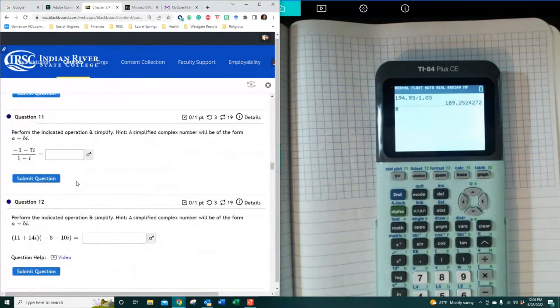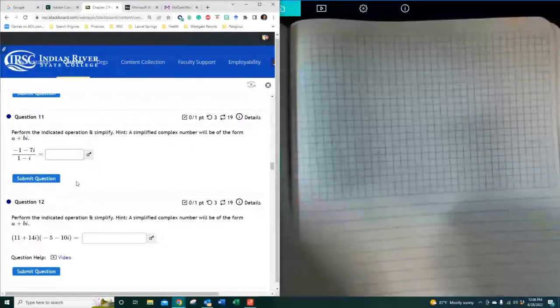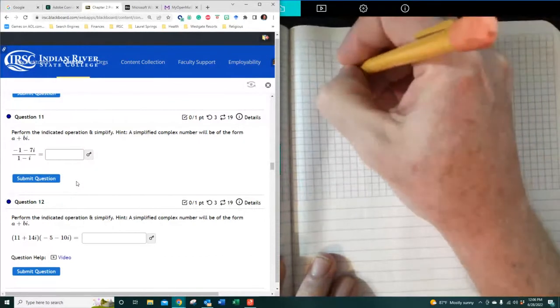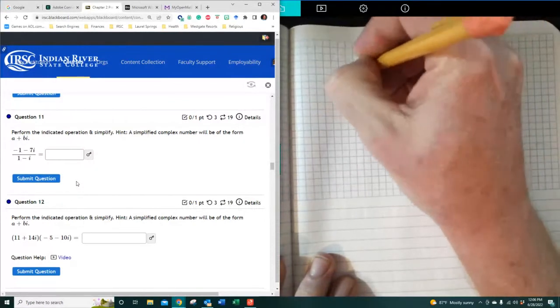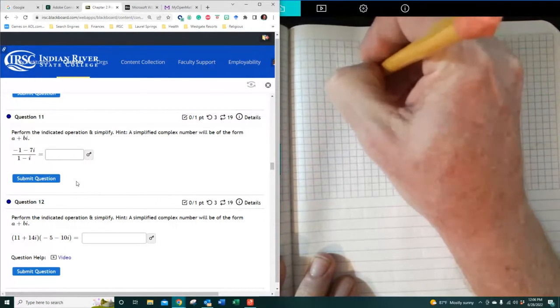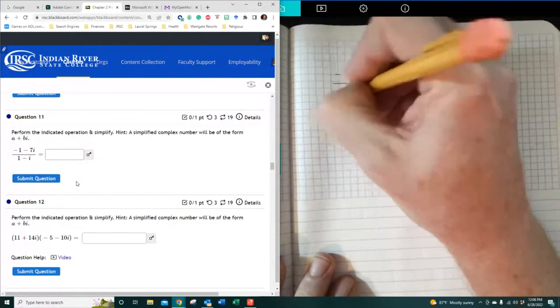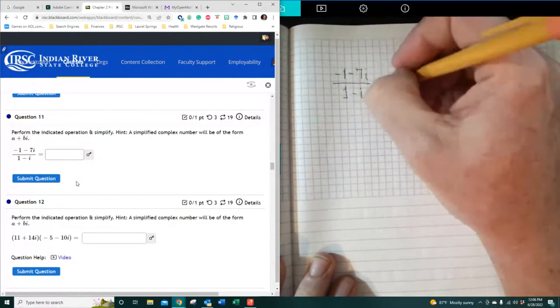Number 11. Now we can't use our calculators for this one. We need to go ahead and perform the indicated operation. So when we are looking at that, basically what we're trying to do is eliminate the i being in the denominator. It's called rationalizing the denominator. So what we're going to do is use what's called a complex conjugate.